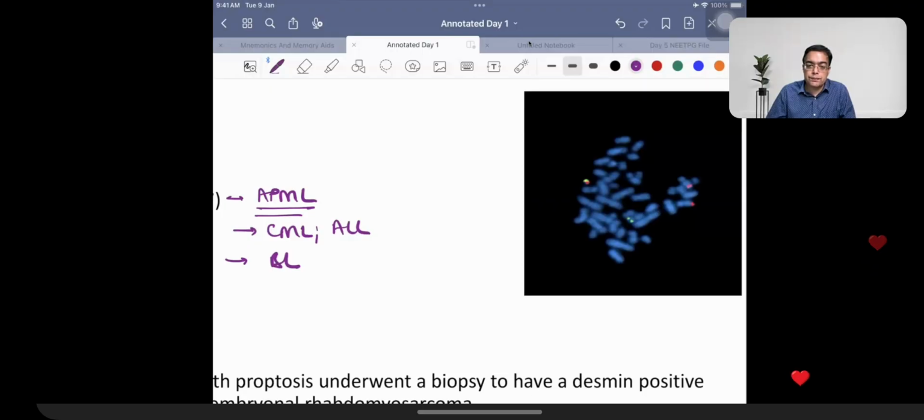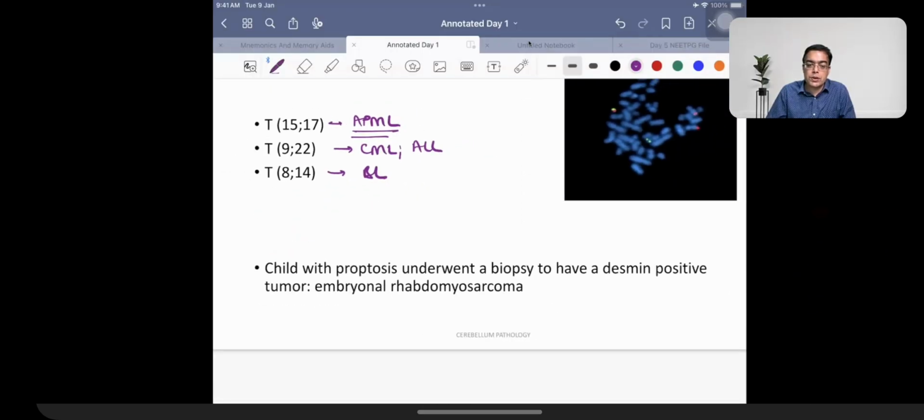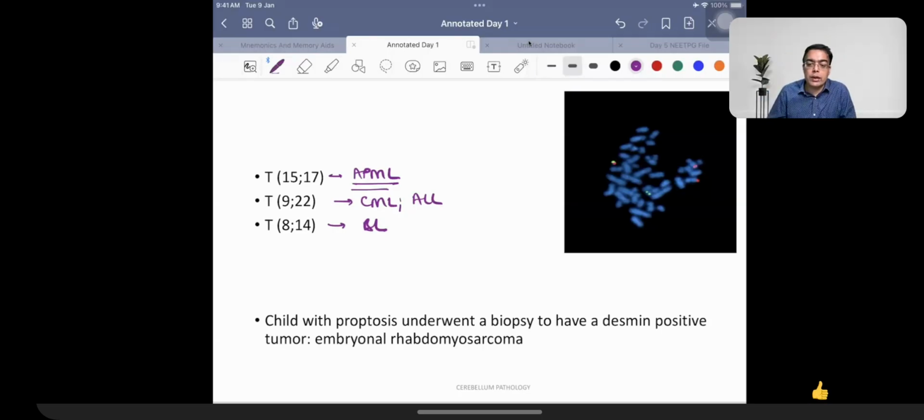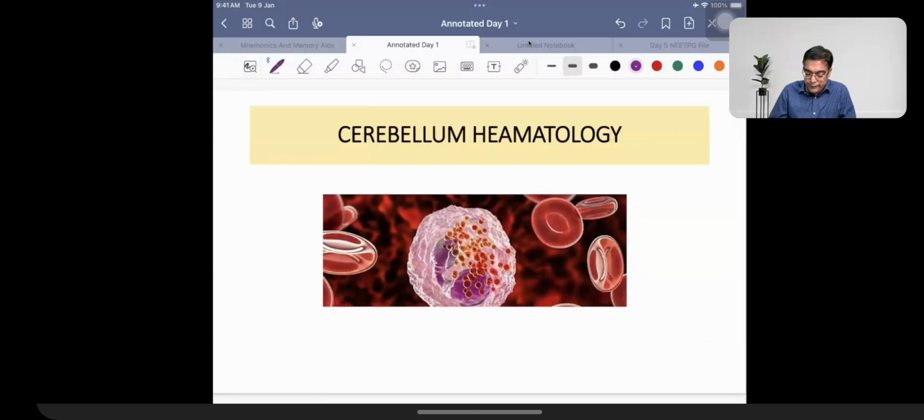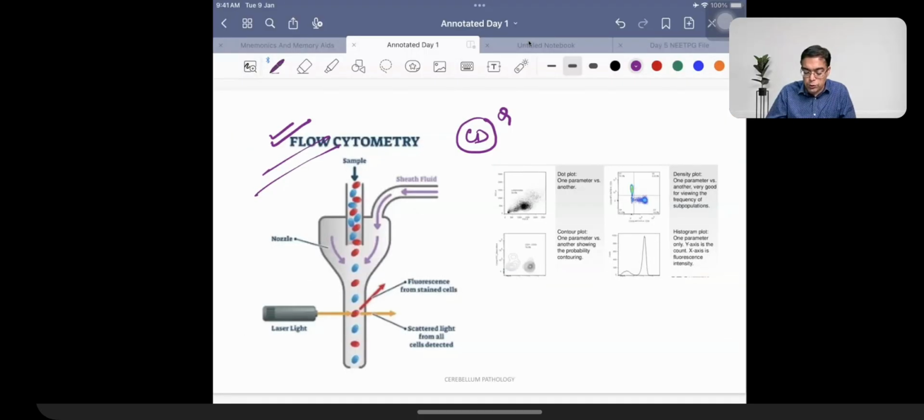Fluorescent in situ hybridization. And this was a pediatric pathology question. The child had an ocular tumor and underwent a biopsy, which showed a Desmin positive tumor. When you talk about a Desmin positive tumor, of course, you are talking about rhabdomyosarcoma. Flow cytometry is very useful for diagnosing many hematological disorders, especially those where we detect CD molecules.